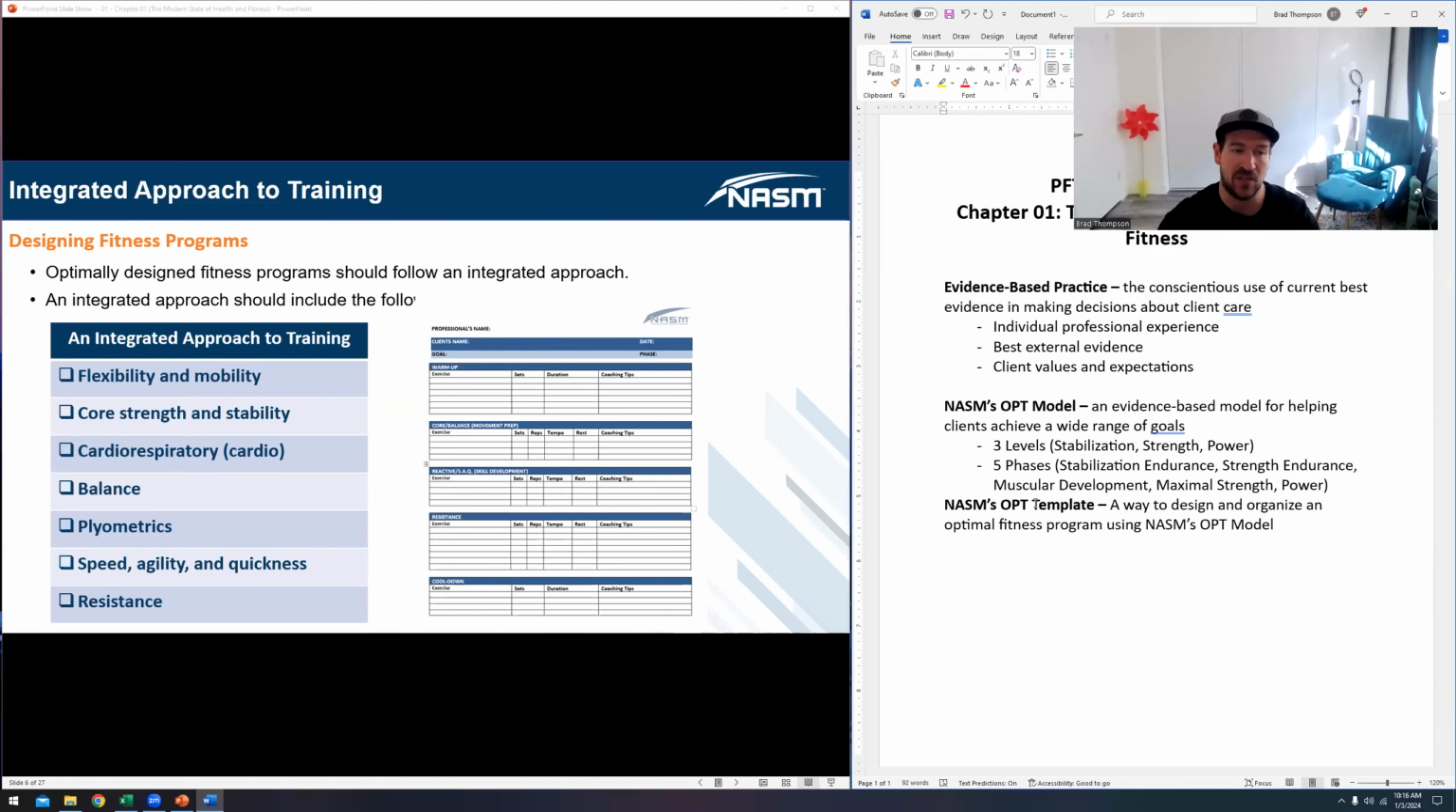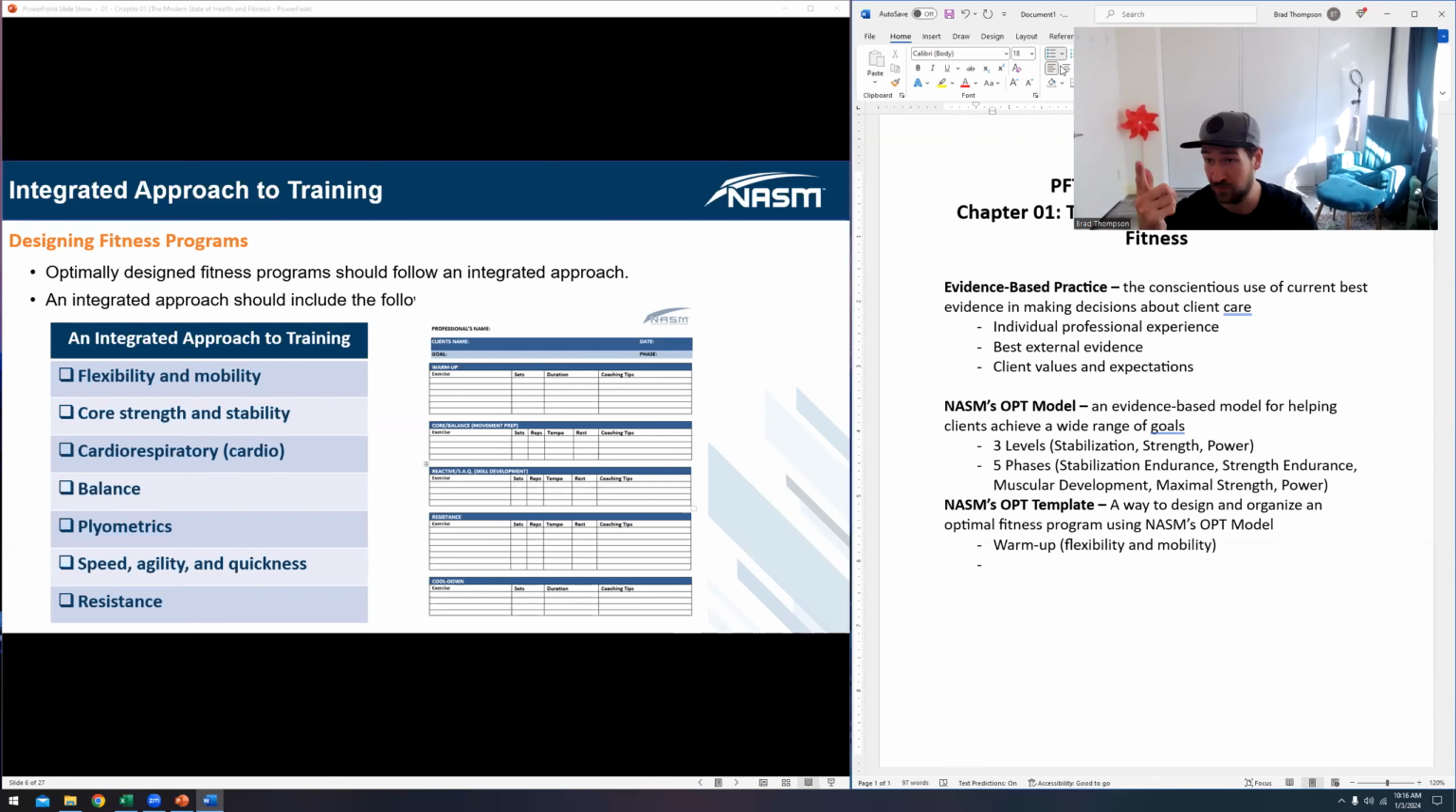It is going to be broken into several different phases as well. And when I say phases, I don't mean NASM phases. I mean, it's going to be broken into, hold on. It's going to be broken into a warm-up section where you are going to address things like flexibility and mobility.